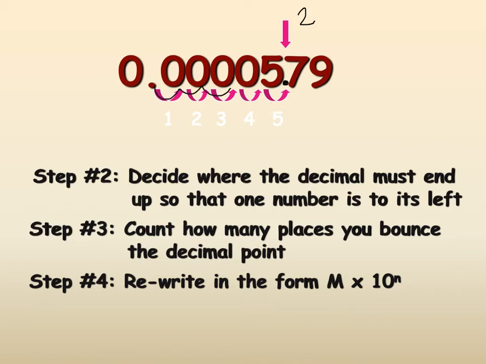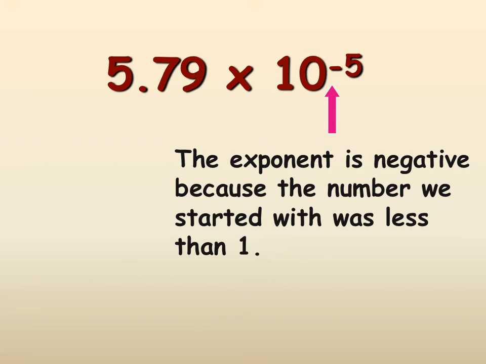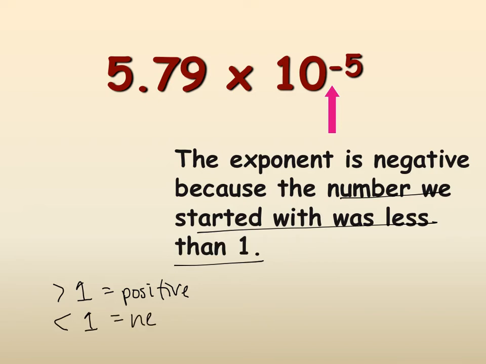1, 2, 3, 4, 5. And then we rewrite it in our m times 10 to the nth format. So it's 5.79 times 10 to the, this time it's going to be -5. So the -5 comes from the fact that the number we started with was less than 1. If the number we start with is greater than 1, that's a positive exponent. If it's less than 1, negative exponent. Okay?